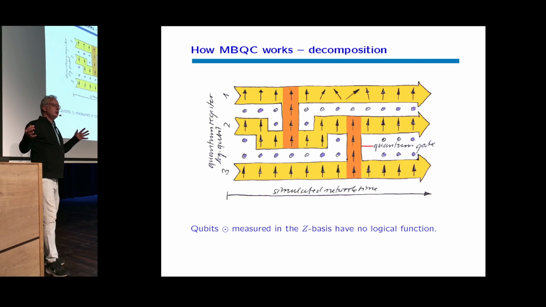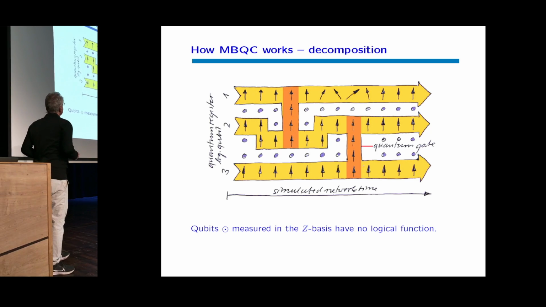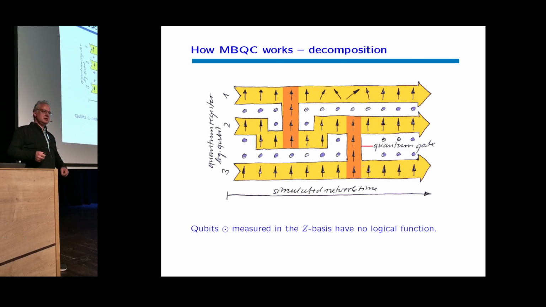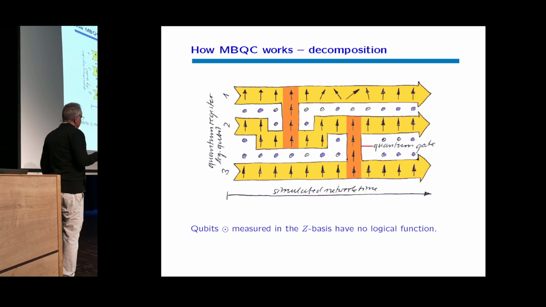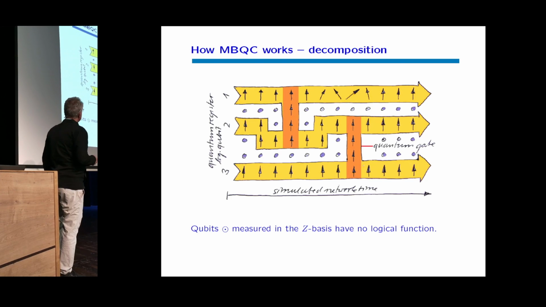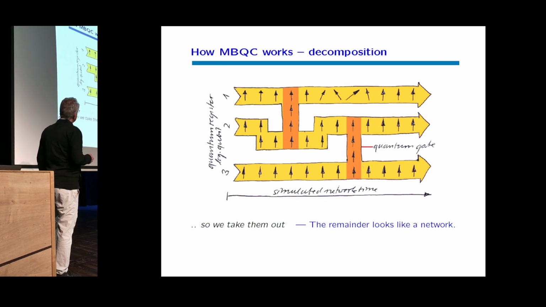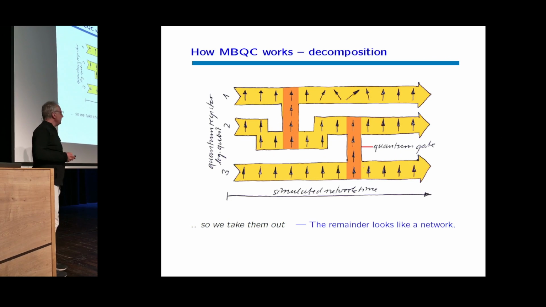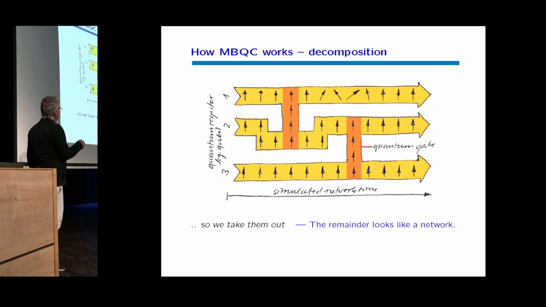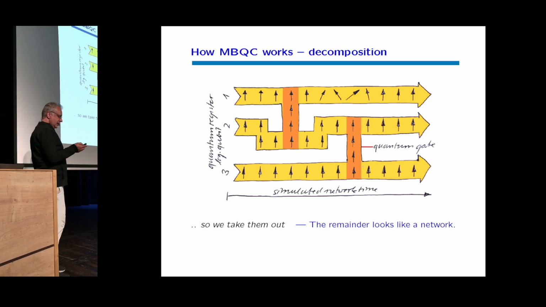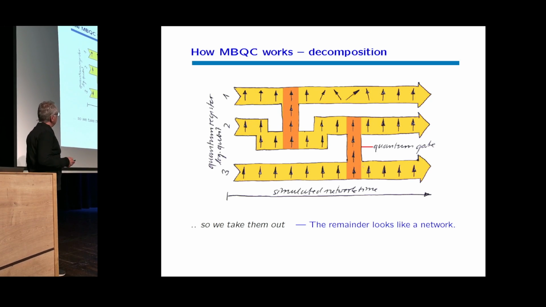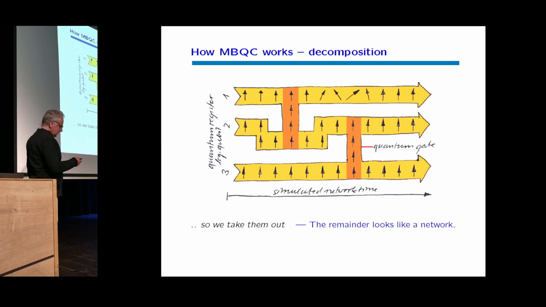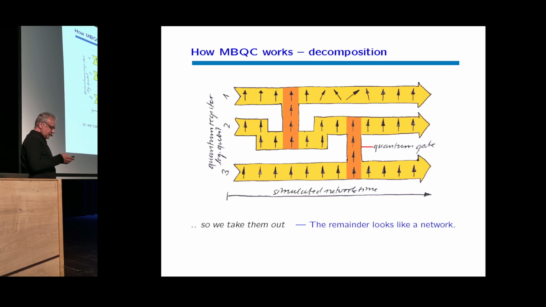So we can reduce this computation to its parts and explain it that way. The first thing is we remove the qubits measured in Z. We have to show that measuring them in the Z basis really gets rid of them. That is something to show. And then we are dealing with this network, and it already looks like a quantum circuit.